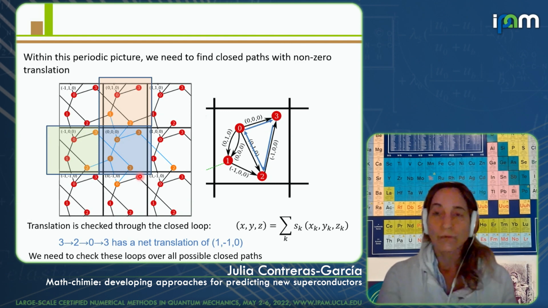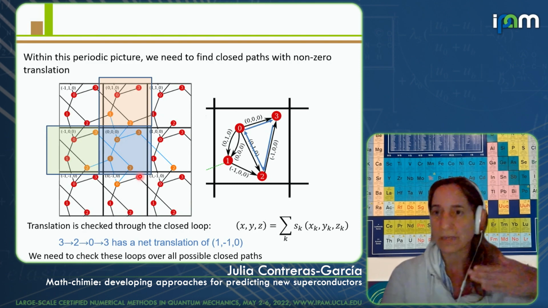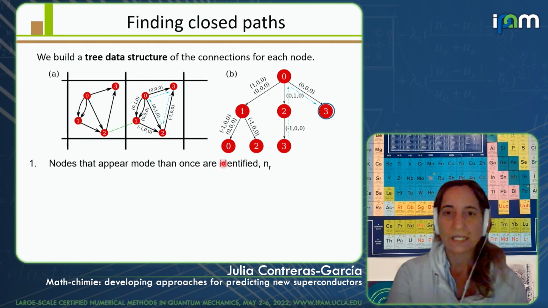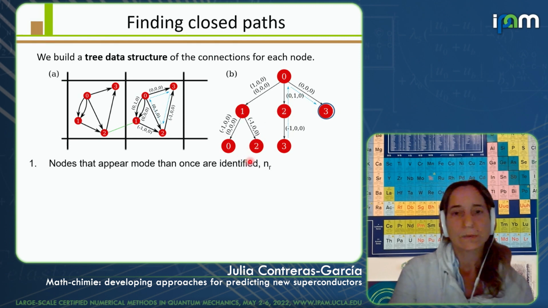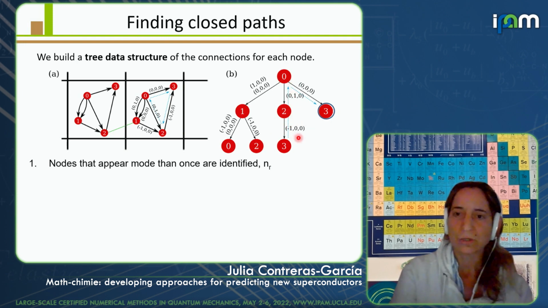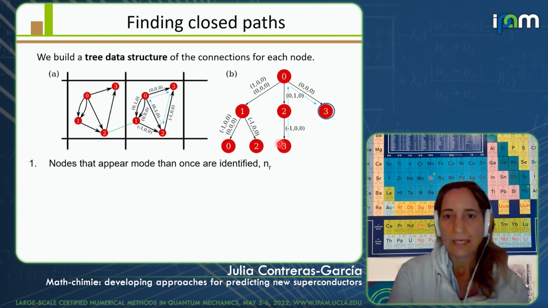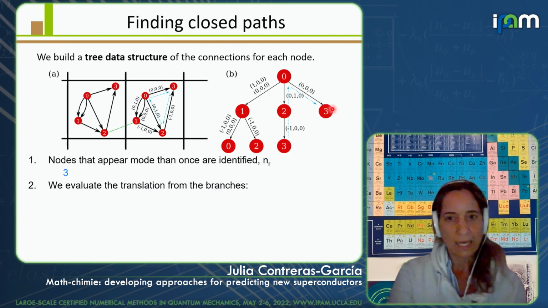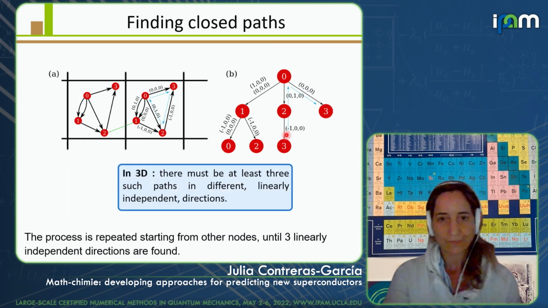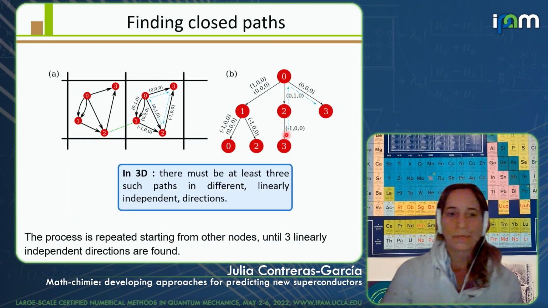And we need to do it for all possible loops, since we need to check what is everything that is happening. So for that, we needed to construct these graphs, we actually did adjacency matrices, and we basically checked which atoms were repeated. Like for example, here, we were focusing on 3, which is repeated here, which is the cycle we were checking before. And then we just need to evaluate the attributes through the branches. And we repeat that for 3D.